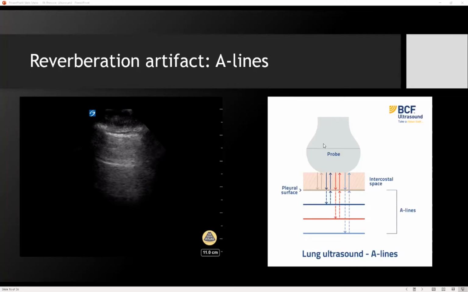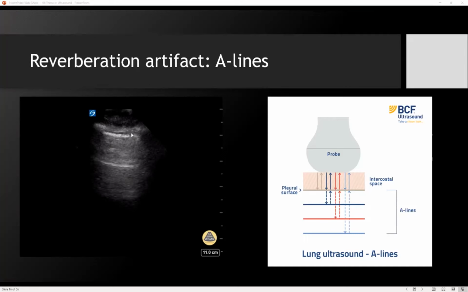So in a normal situation, the probe shoots out an ultrasound, it hits the pleural surface, and the wave comes back to the probe. And the probe knows, based on how much time it took for the ultrasound waves to go and hit the pleural line and come back, exactly how far away this pleural line is.